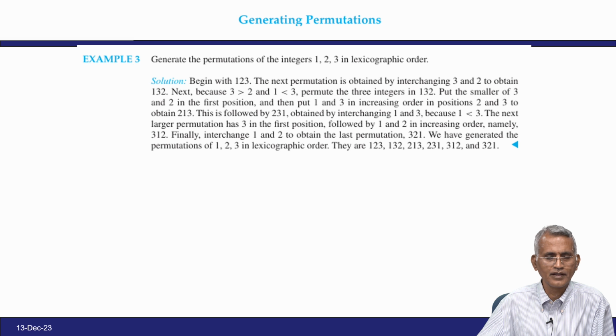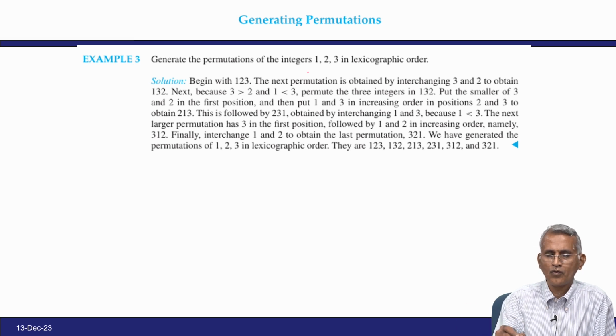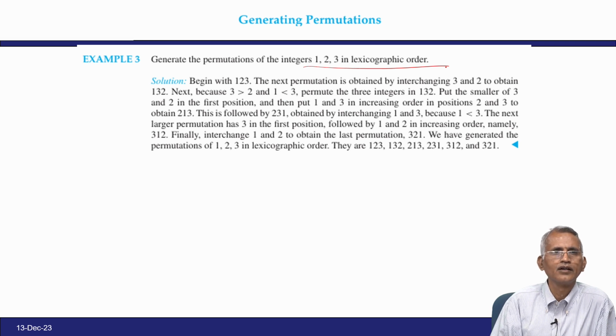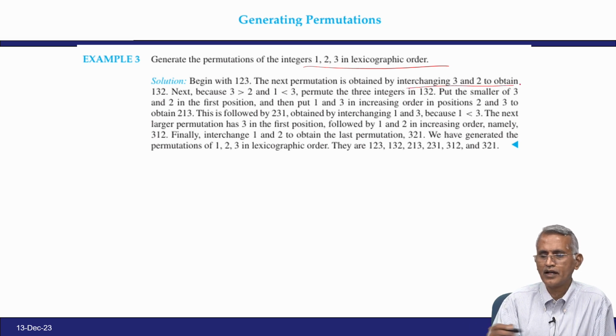Next, one more example: generate the permutations of the integers 1, 2, 3 in lexicographic order. Let us begin with 1, 2, 3. The next permutation is obtained by interchanging 3 and 2 to obtain 1, 3, 2. And next, because 3 is greater than 2 and 1 is less than 3, permute the 3 integers in 1, 3, 2: put the smaller of 3 and 2 in the first position, and then put 1 and 3 in increasing order in positions 2 and 3 to obtain 2, 1, 3.